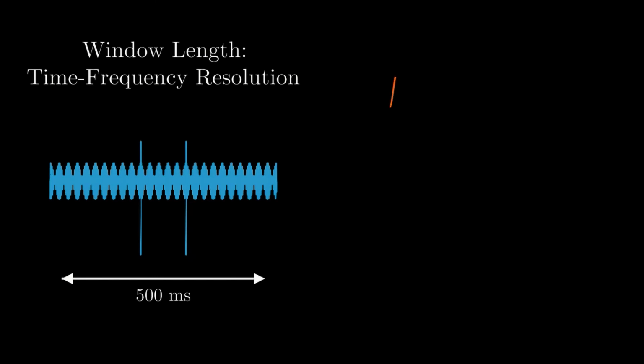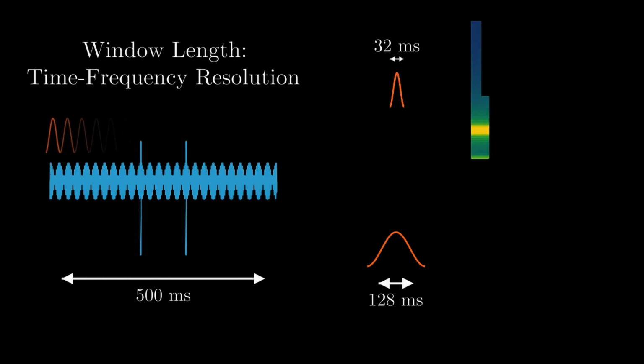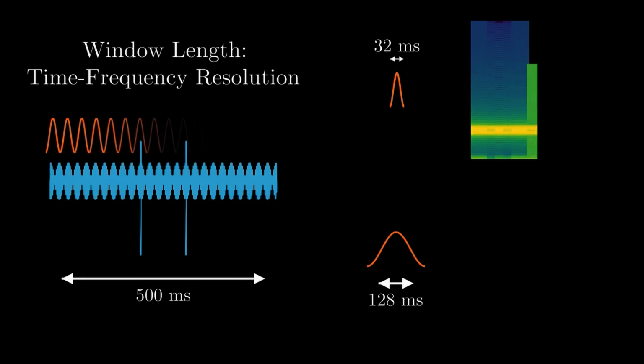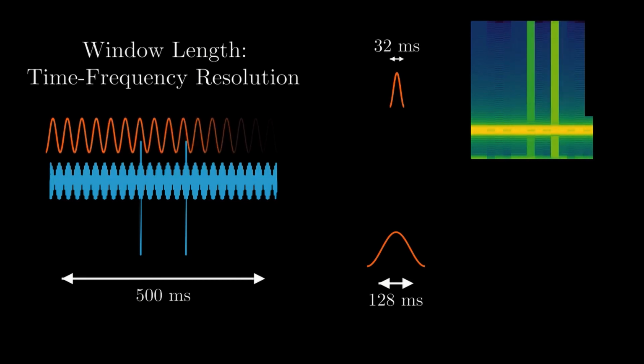We can now analyze the signal using two Hann windows of different length. One short one, only 32 milliseconds long, and one longer one, 128 milliseconds long. How will the spectrograms look like? On the left, we can see how the short window divides the signal into shorter segments without overlap. This results in a spectrogram in which the two impulses are clearly separated, however, we cannot distinguish the frequencies of our two sine waves.